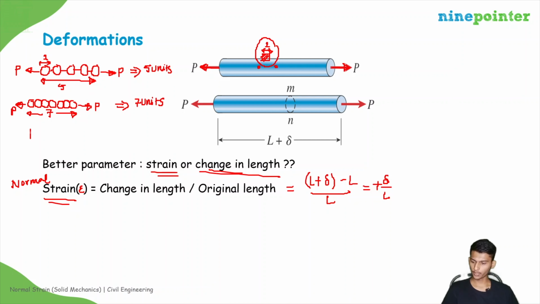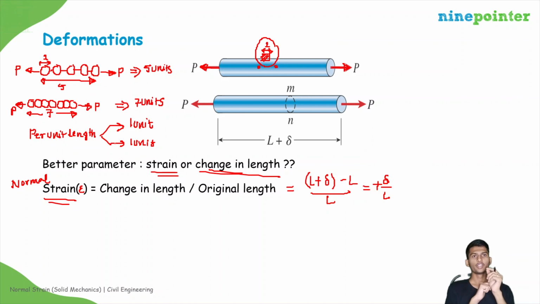If you consider per unit length, then both will elongate by 1 unit, right? Each link will elongate by the same amount. This means the probability of failure is the same in both cases. But if you only consider change in length, you may get confused that the first one is in the danger zone, more than the second one, right? But here both are equally in danger. So this is the reason why strain is a better parameter compared to change in length.